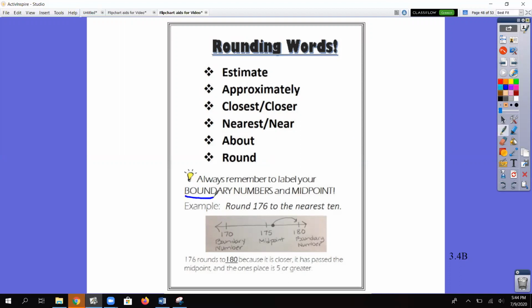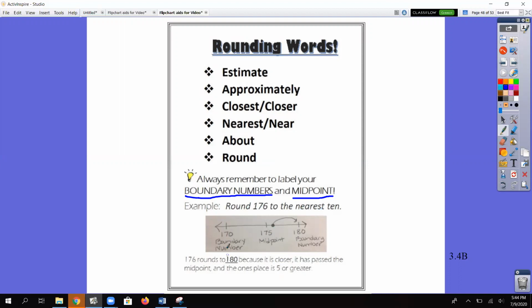These are two very important words to know when rounding. You always have boundary numbers and you always have a midpoint. And we're going to be looking at some examples in a second. Here's one though. It says round 176 to the nearest 10.